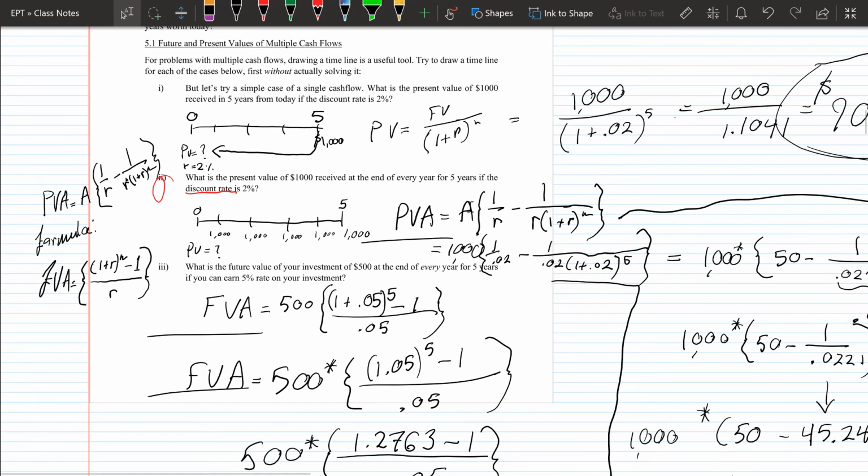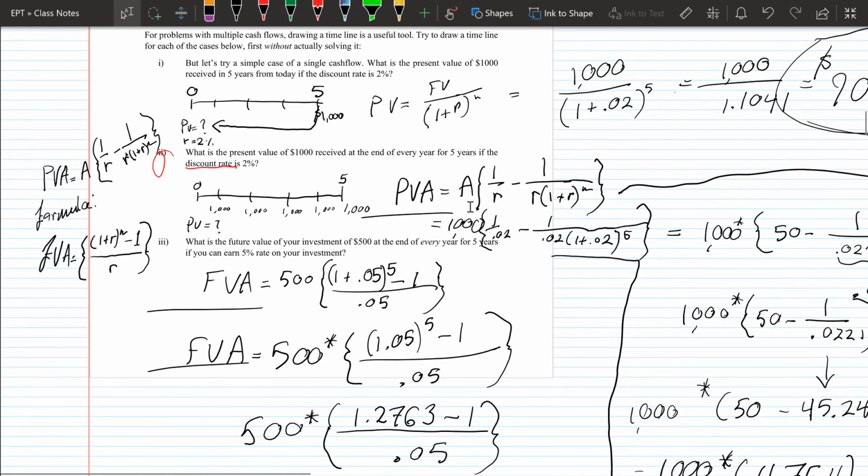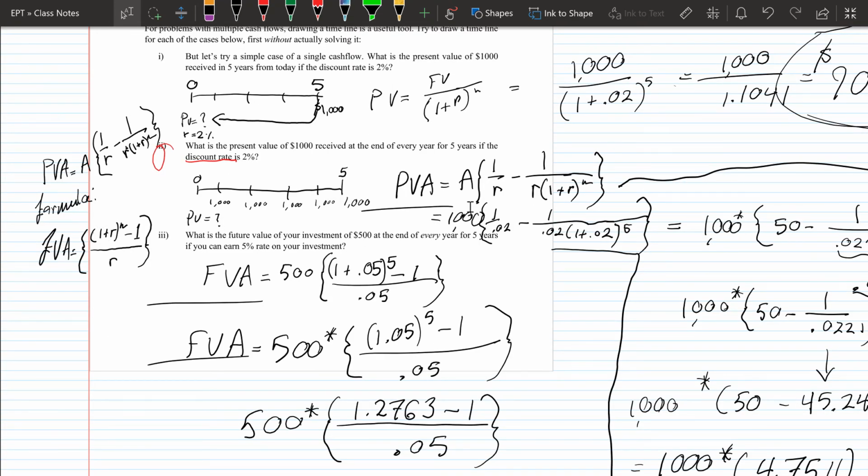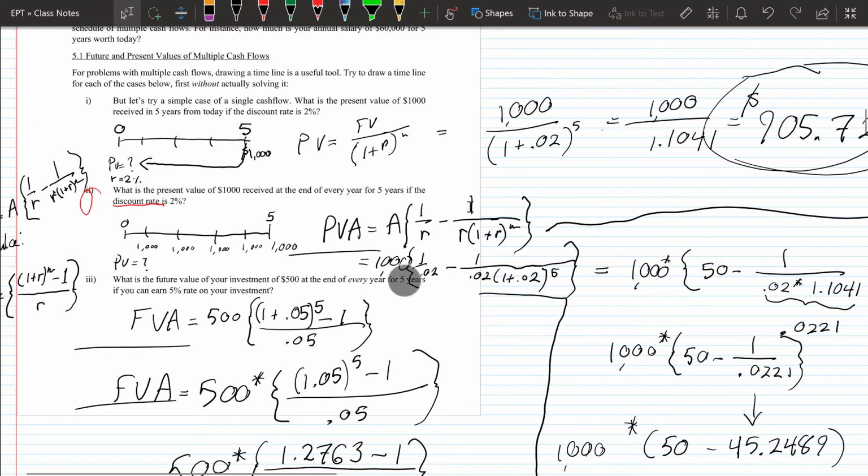So the formula, A times the brackets 1 over R minus 1 over R times 1 plus R, lots of R's in there, to the N power. I don't know if you can remember that or not, but just remember one of those. Like I said, you can flip all that stuff around and you'll have the other one. This one right here.